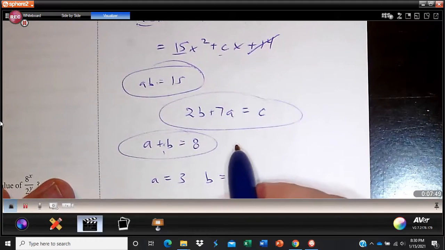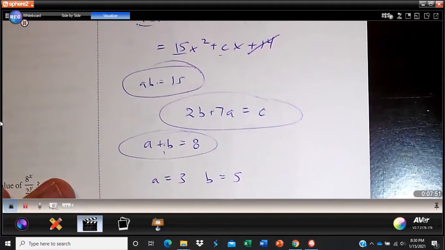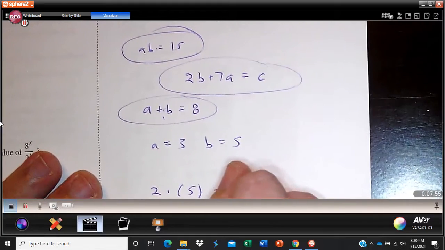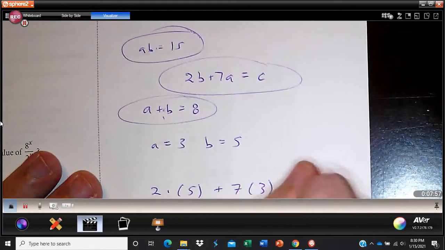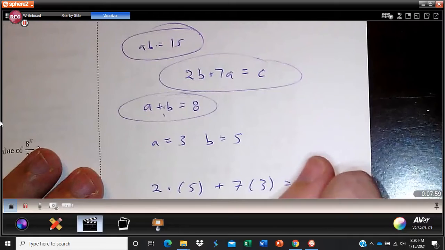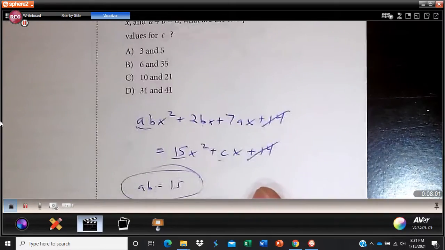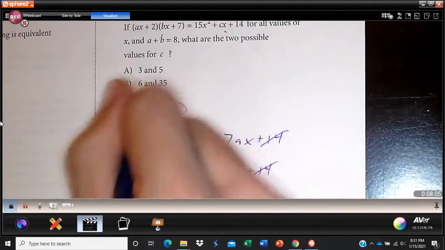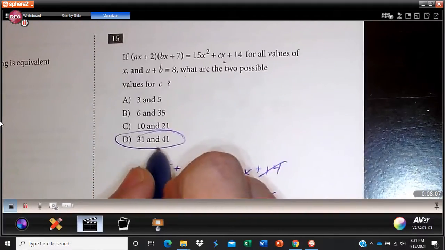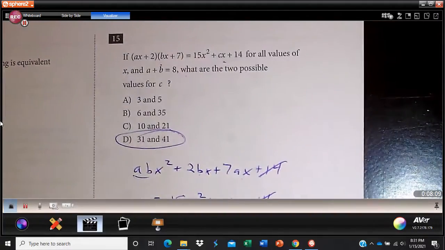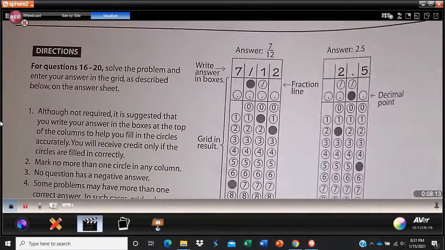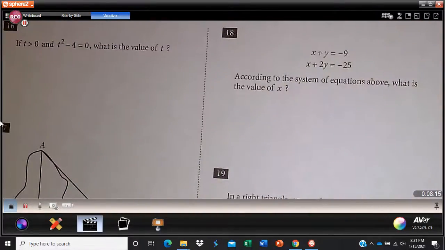And so if that's the case, then 2 times b, which is 5, plus 7 times a is equal to 10 plus, so that's 31. So I have a 31. Well, it must be D then, because that's the only one with 31, and I'll assume that the other value is 41. But okay, wonderful. Skip the instructions, because hopefully I'm familiar with those already.